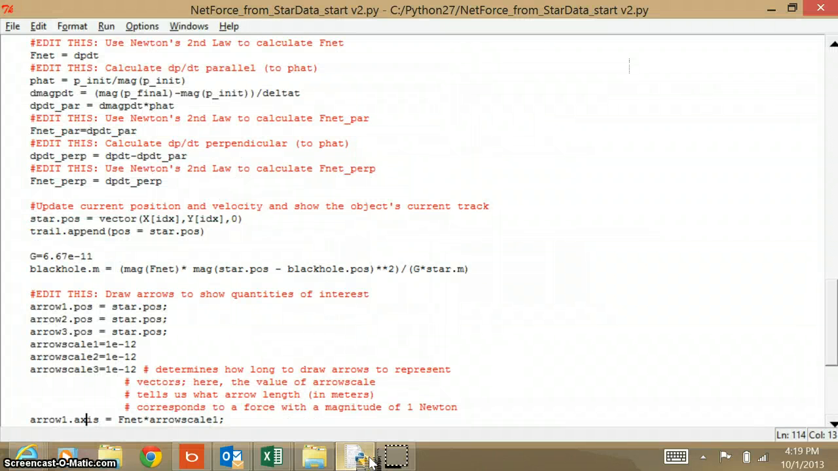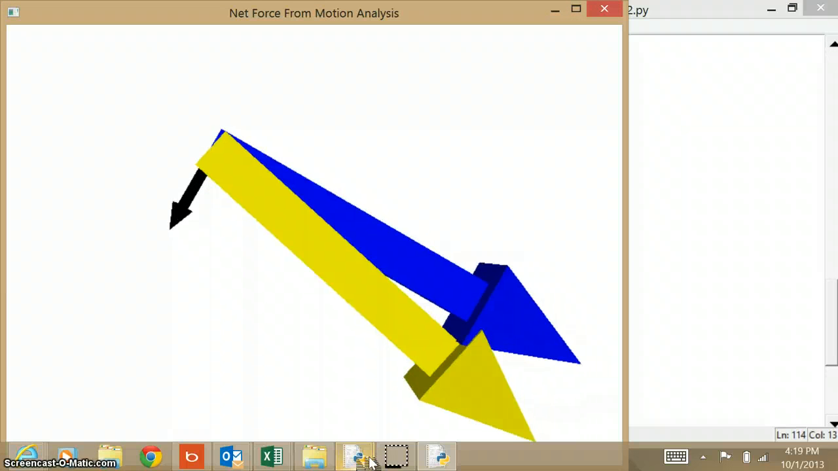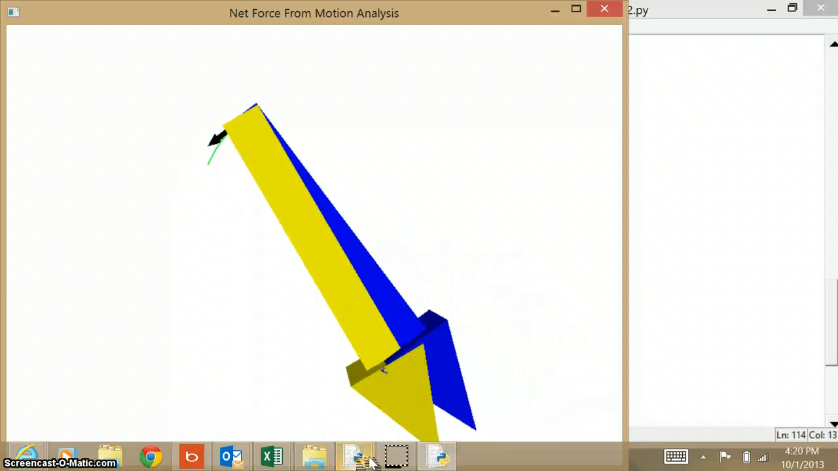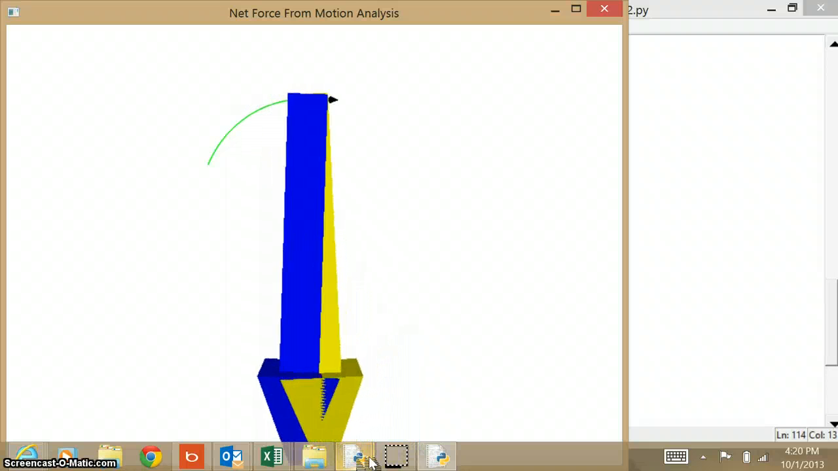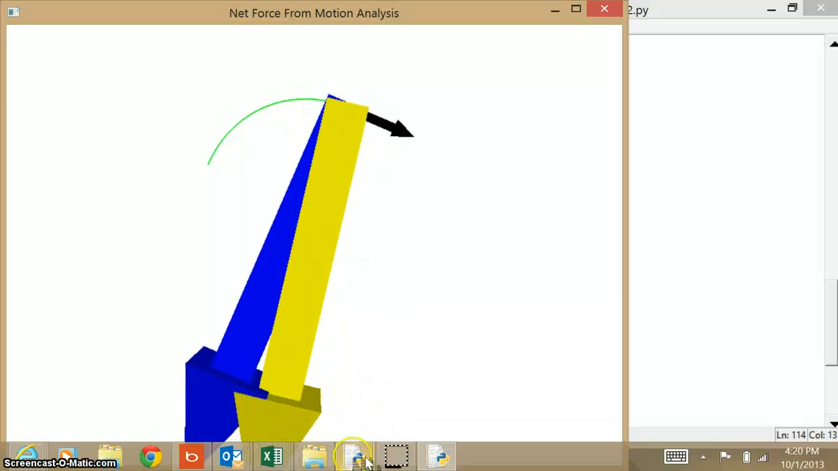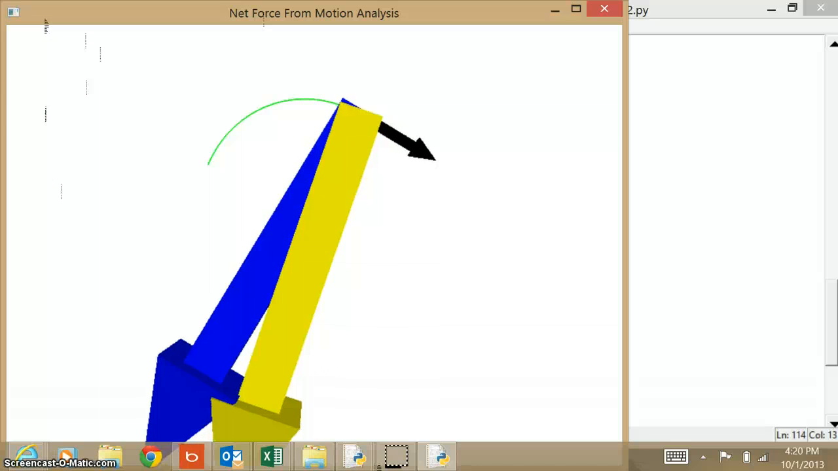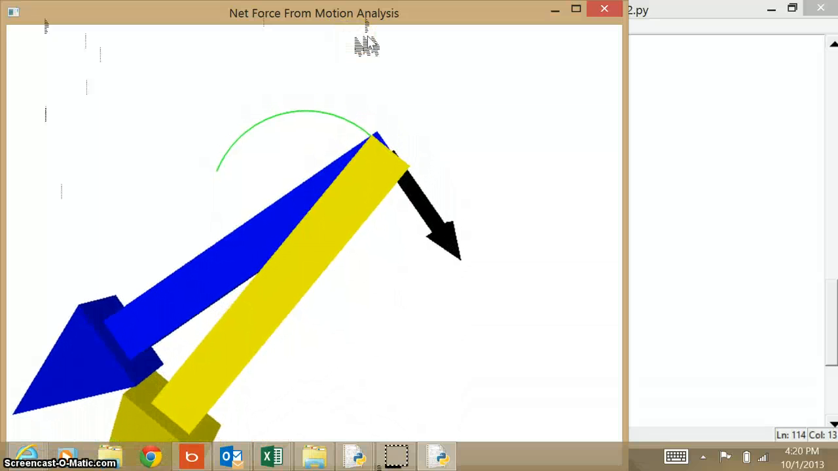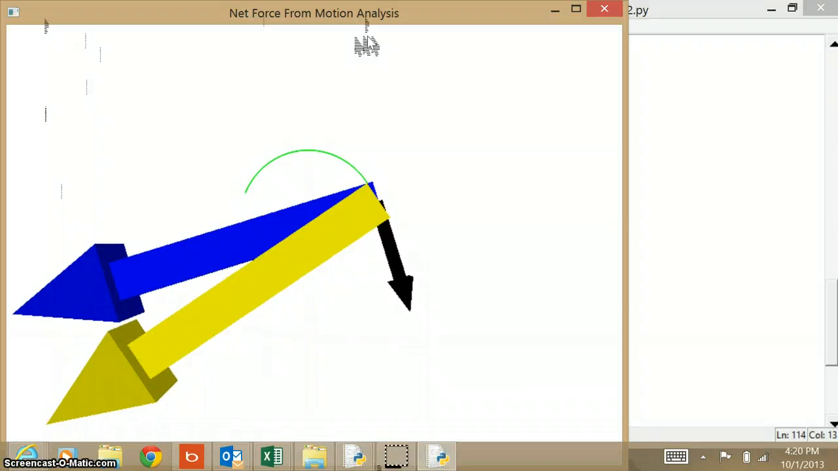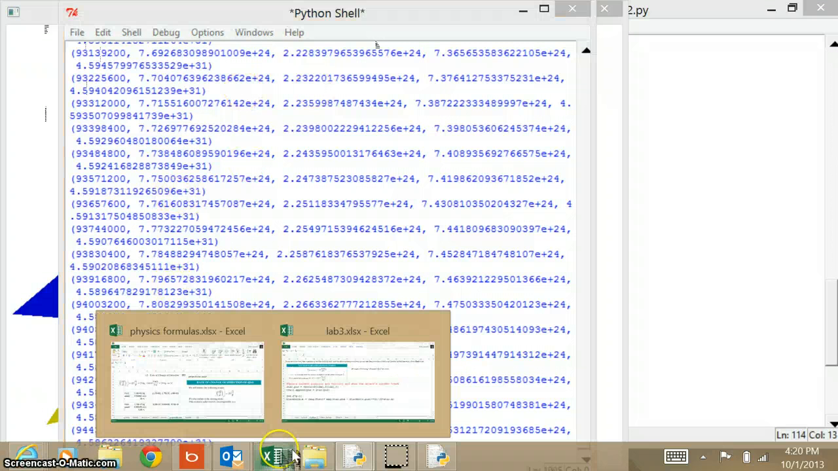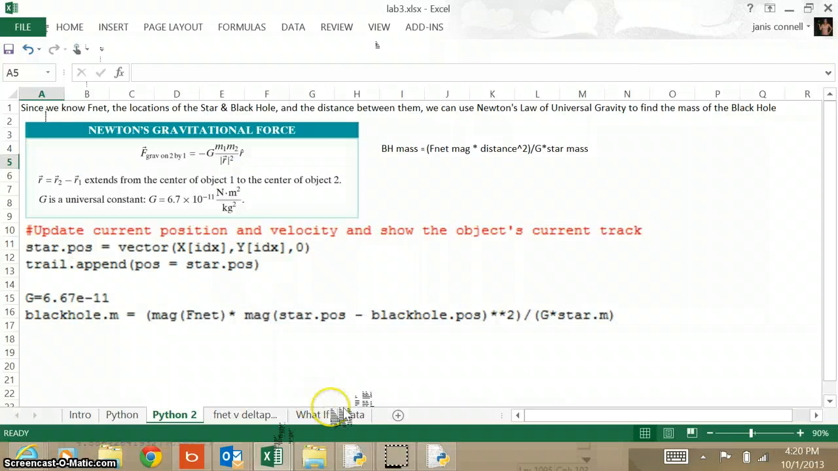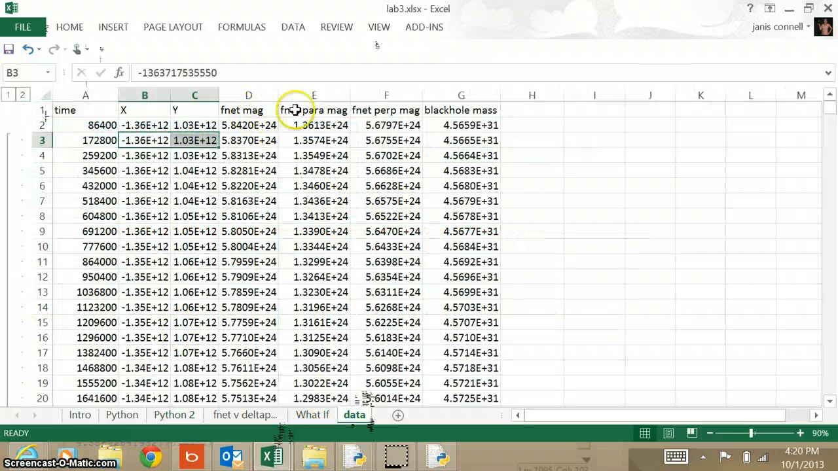I will show you my Python, what it looked like when it ran. I had a hard time getting the arrows to work properly. Every time I changed the arrow scale, the green line, which represents the movement of the star, would go up off the window. So I had to settle for that. And here's my data, and I put that data in Excel here, so you can see all of my data. I've got the Fnet magnitude, Fnet parallel, Fnet perpendicular magnitude, and the black hole mass.